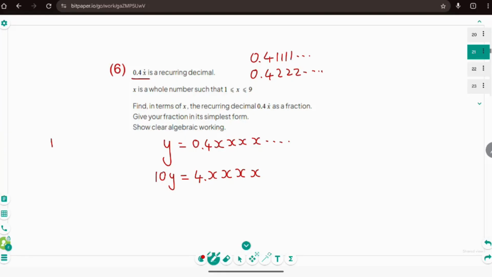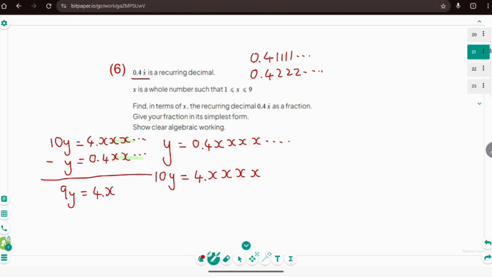Let me write it out and perform my subtraction. Line everything up. Now, if I subtract the bottom from the top, 10y take away y is 9y. What is 4.x recurring take away 0.4x recurring? Well, all of these would disappear because x take away x is 0. So we'd be left with 4.x minus 0.4. I don't want to have these decimals, so what I'm going to do is multiply everything in my equation by 10.